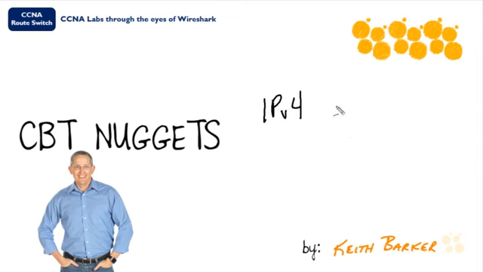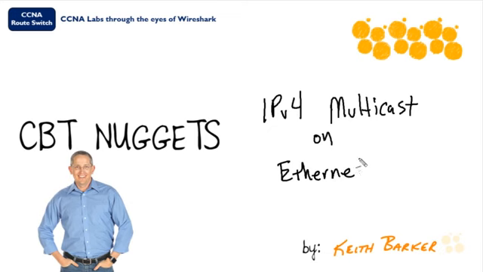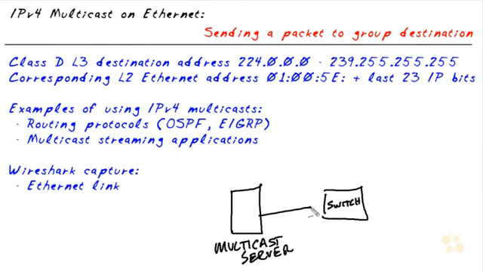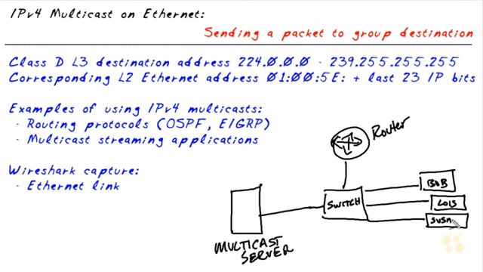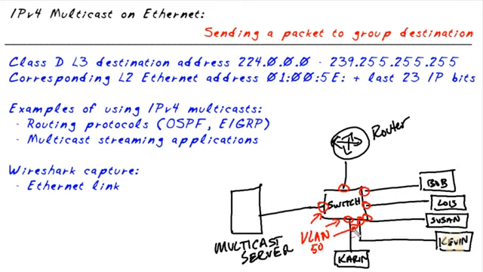In this nugget, you and I get to take a look at IPv4 multicast under the microscope with Wireshark. Let's begin. One of the benefits of multicast is that we're sending packets that are destined to a group of devices as opposed to unicast, which is going to a single device.